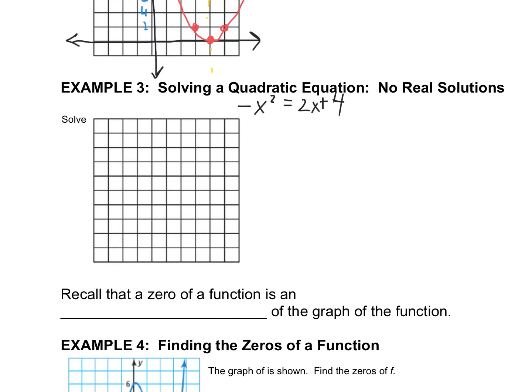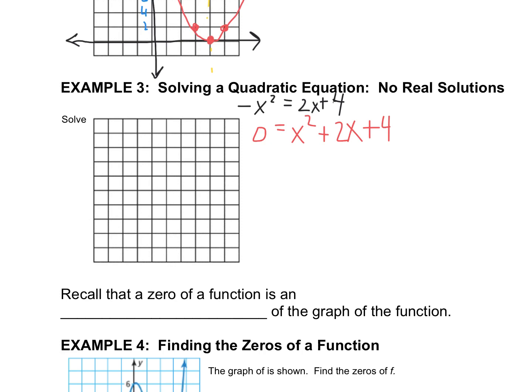So we have another third example here. Negative x squared equals 2x plus 4. So again, our first step is to get everything to one side so we create the 0 on the other side. Now in this case, because of that negative x squared, I'm actually going to create the 0 on the left side and move the negative x squared over because that's not going to make it a positive x squared. I like positives better than the negatives. There's less chance for mistakes.